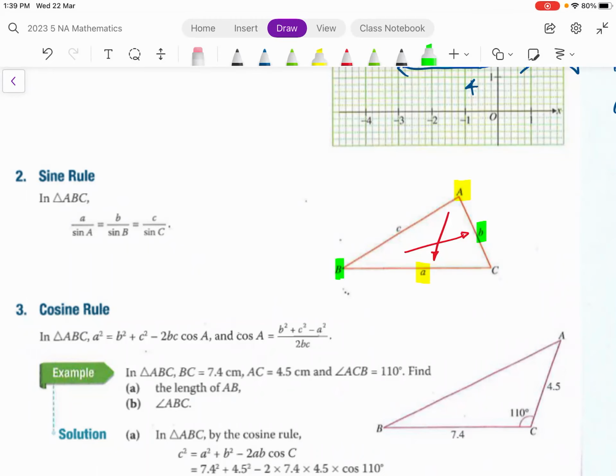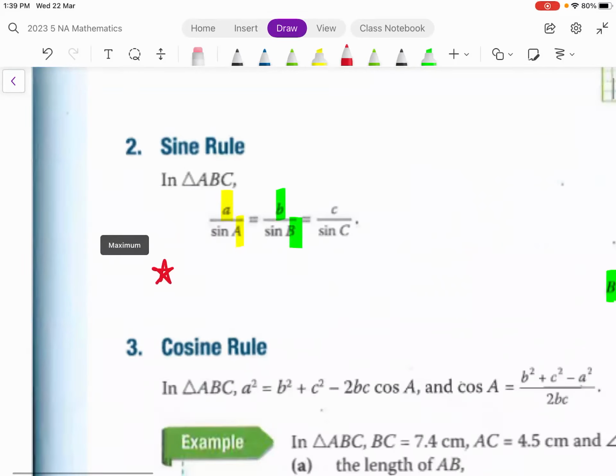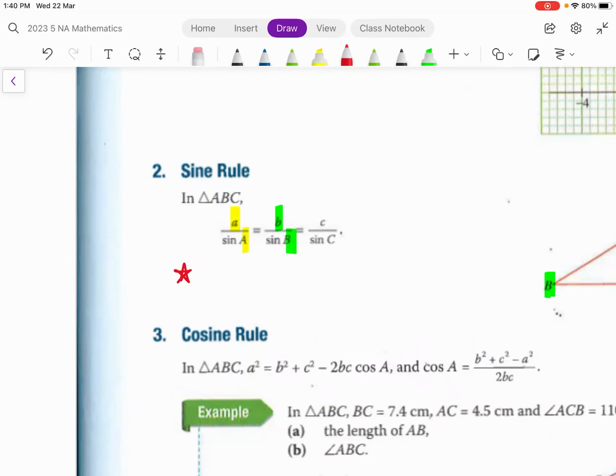Our sine rule tells us that the length a over sine A will be equal to the length b over sine B, will be equal to the length c over sine C. That's all there is to it. Now, I want you to put in your textbook at the bottom, very important: besides this format, there is another version of the sine rule. Very simple: sine A over small a, sine B over small b, sine C over small c.